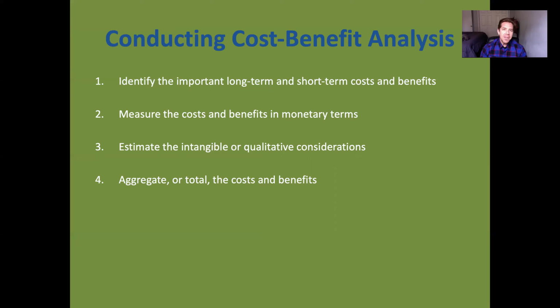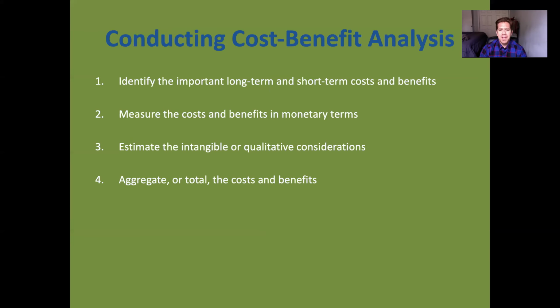Once we've identified those costs and benefits, we then have to figure out ways to measure them in monetary terms, because remember, this is an economic analytical tool. And so the common unit of analysis is monetary value, right? So in the US, it would be the dollar, right? Once we've figured out how to measure some things in terms of their monetary value, the costs and the benefits, we have to think about what are we having trouble measuring, right?